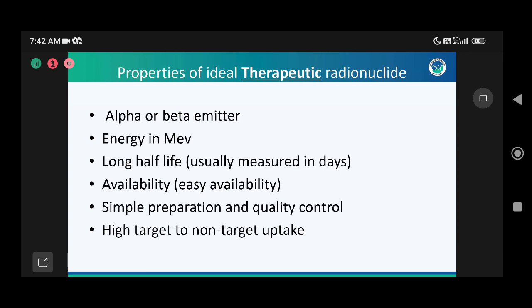And preparation-wise, when we get these radioactive substances from nuclear reactors or other places, they have to tag some other molecule and prepare it, and this has to be a simple preparation, because the more time we spend with the radioactive substance, the more radiation effect there will be on the technician working on it or the doctor who is injecting it. Also, why should there be a high target to non-target uptake for this therapeutic radionuclide? Because unused medicine has to be excreted through urine. If it stays in the body, it will create some other physiological effect.